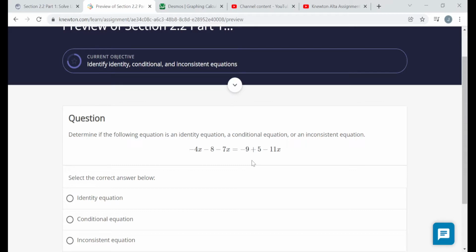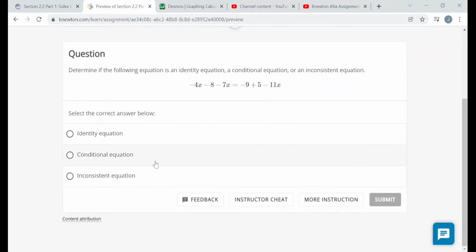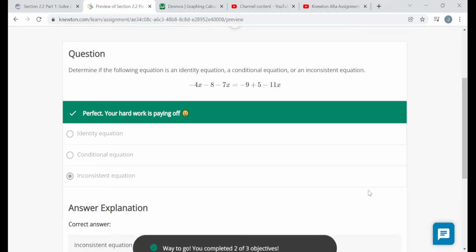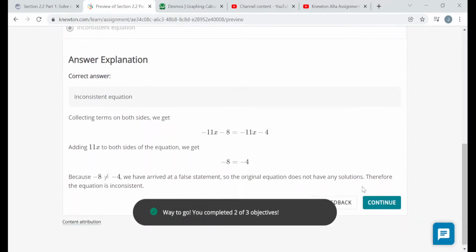If I add 11x to both sides, you'd have negative 8 equals negative 4. That is always false. Negative 8 is not equal to negative 4. So no matter what you plug in for x, this will be a false statement. This has no solution. In other words, an inconsistent equation. Great. And again, please read through the answers.